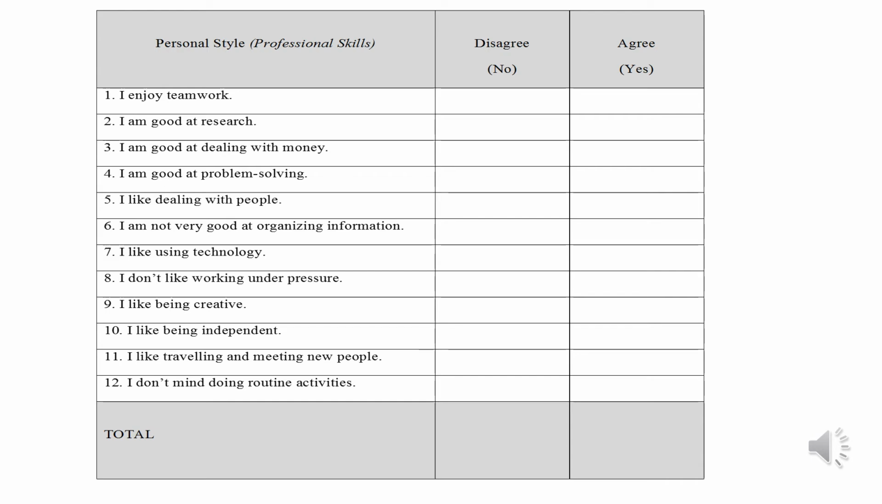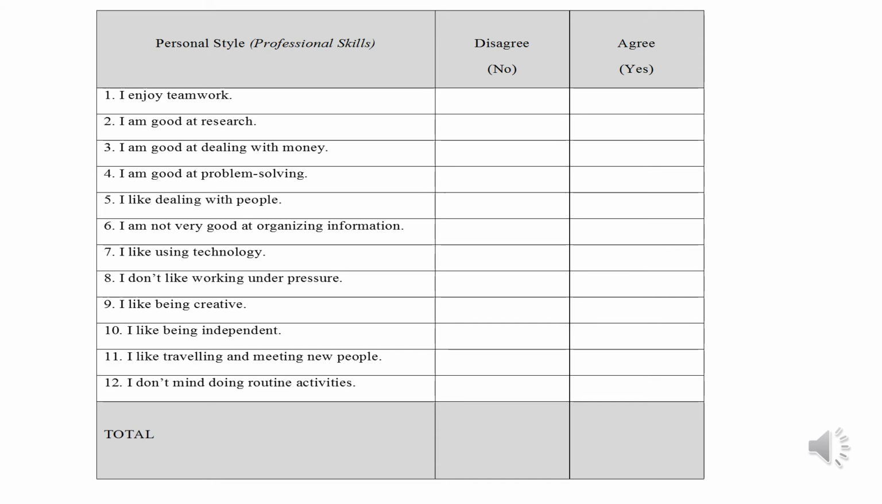Number 2, I'm good at research. You are doing the research in a good way. So if you have this qualification and you can do it, please click yes. If not, click no. Number 3, I'm good at dealing with money. This is good for people in business and who want or like to work in a bank, for example. So you have to be good at doing money business. So here, if you have this qualification, click yes. I'm good at problem solving, and this is very important in the business field. So that's the same thing. If you have this skill, click yes.